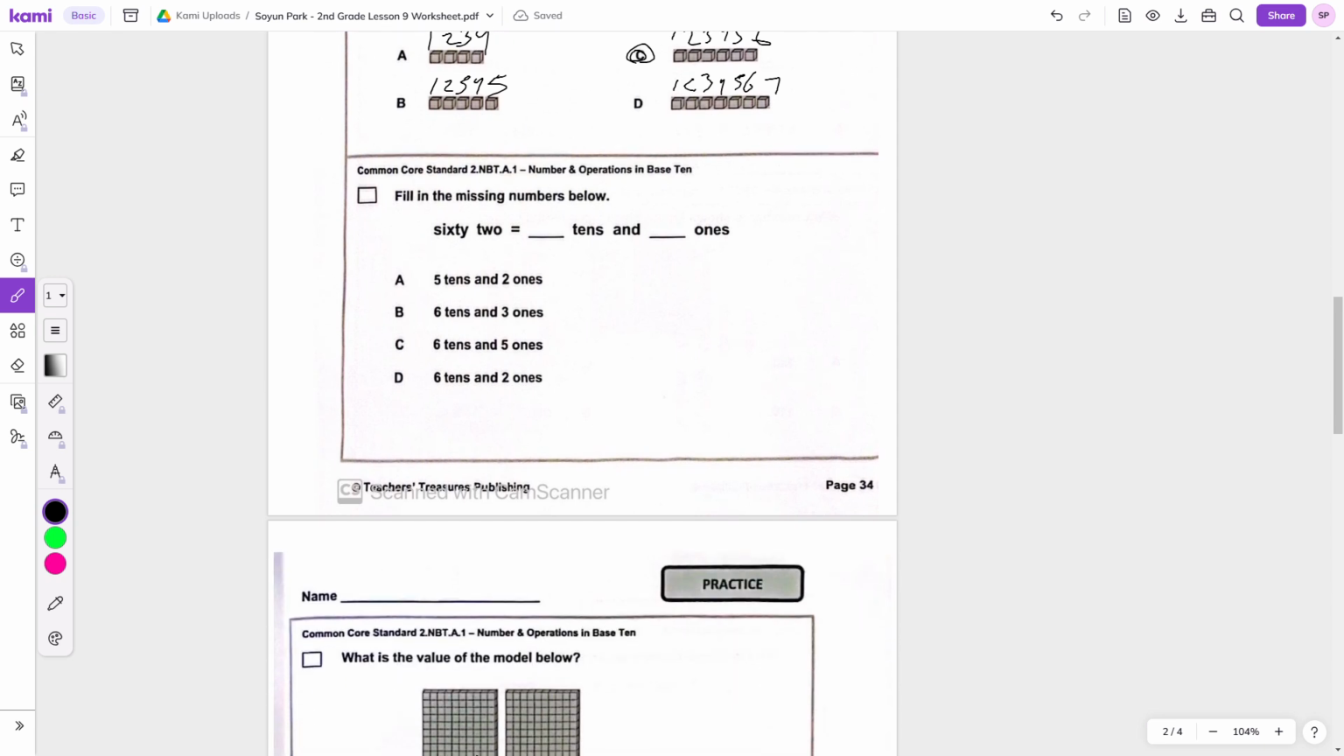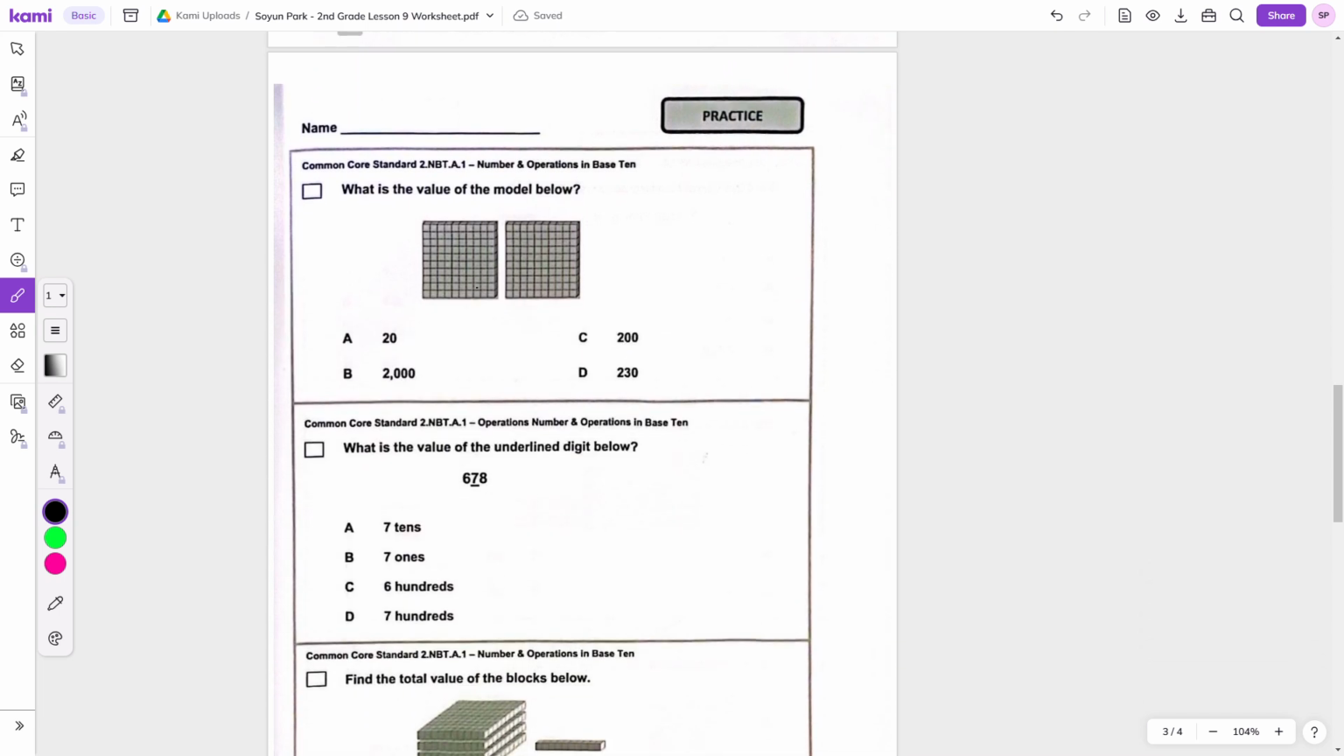Next one, fill in the missing number below. So 62 equals blank tens and blank ones. 62 has 6 tens, right? So it's 6 over here, and then 2 ones. So it will be letter D.